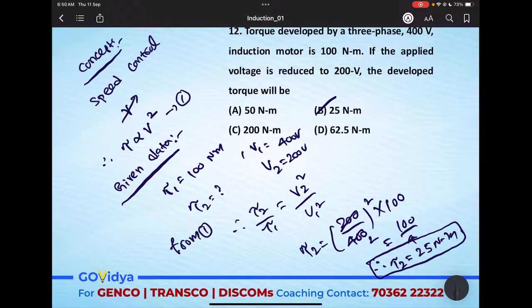So what was given in the question? The torque at a certain voltage is given. Now the voltage is reduced. What about the torque? We know the relation between torque and applied voltage is that T is directly proportional to V square. From that we calculated the torque for the required voltage. Is it clear?